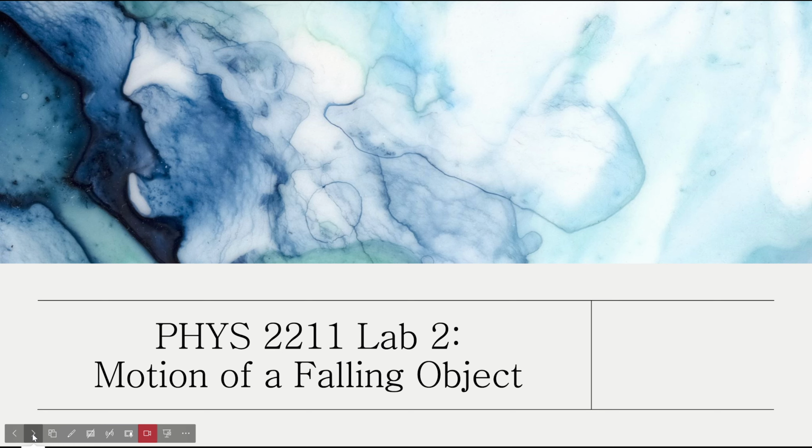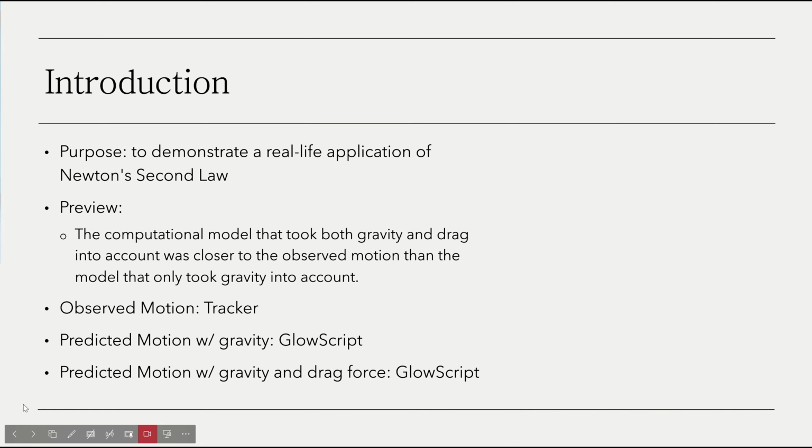Physics 2211 Lab 2, Motion of a Falling Object. Here we go. So, the purpose of this lab is to demonstrate a real-life application of Newton's second law, which I will talk more about in the procedure slide.